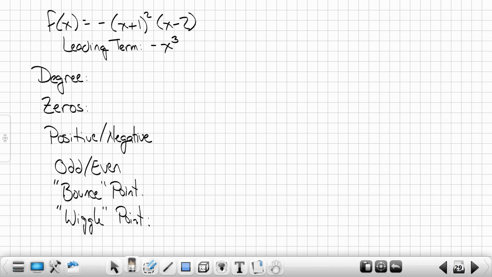I need everybody to be able to do that. Just kind of mentally look at it and say, there's an x squared, there's an x squared times x makes x cubed, and there's a negative out front. What's my degree? 3. You don't have a negative degree, no.